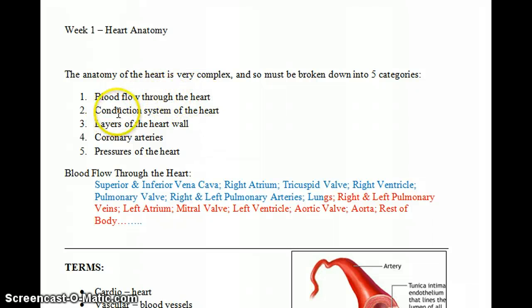In later weeks we'll talk about the conduction system of the heart, the layers of the heart wall, the coronary arteries, and, of course, the pressures of the heart. But this week we're going to focus just on the blood flow through the heart.